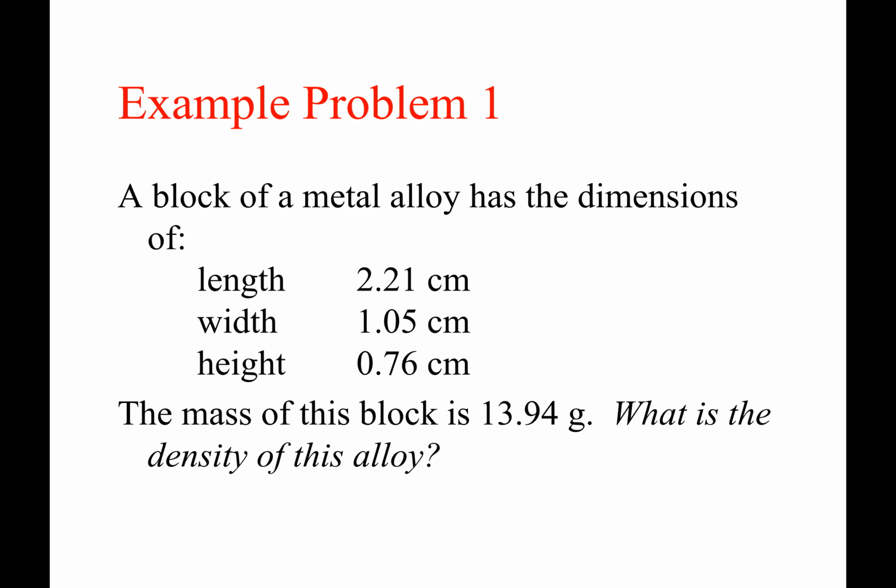How can we get the volume if we're given the length, the width, and the height? Well, exactly. And so then the mass was given, so all we've got to do is divide that volume by that mass. And a follow-up question is, if we were given a table of the physical properties of metal alloys, then we could match up the density we came up with to what the literature says.